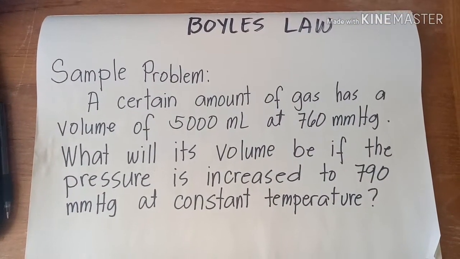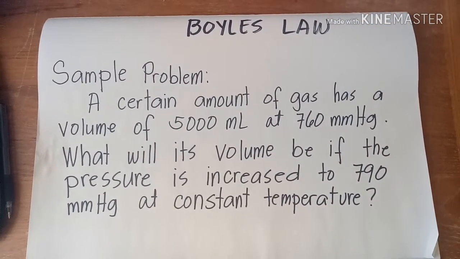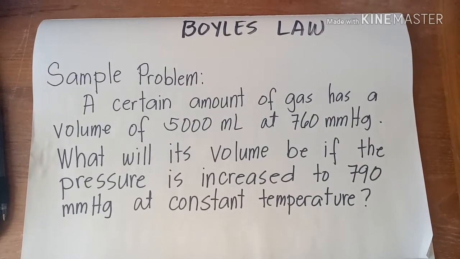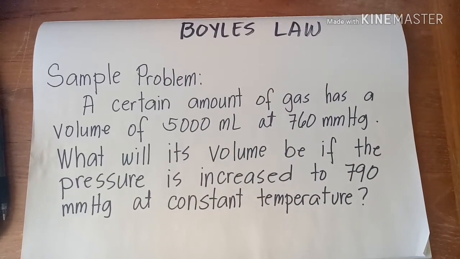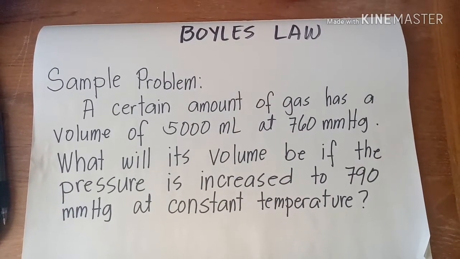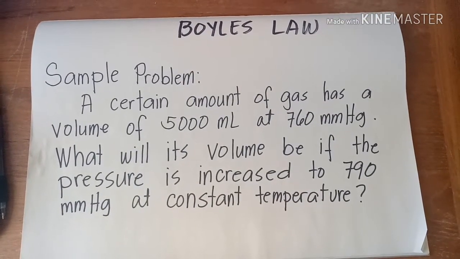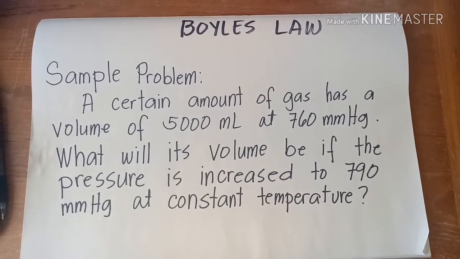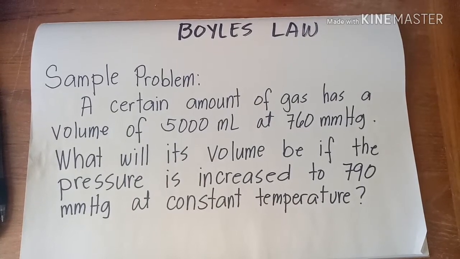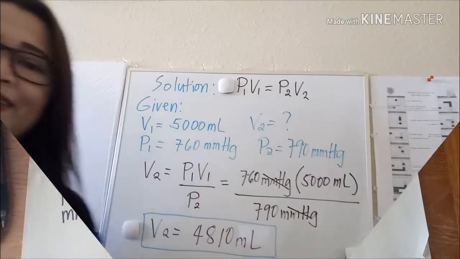All right, so for our sample problem, a certain amount of gas has a volume of 5,000 ml at 760 millimeters of mercury. What will its volume be if the pressure is increased to 790 millimeters of mercury at constant temperature?